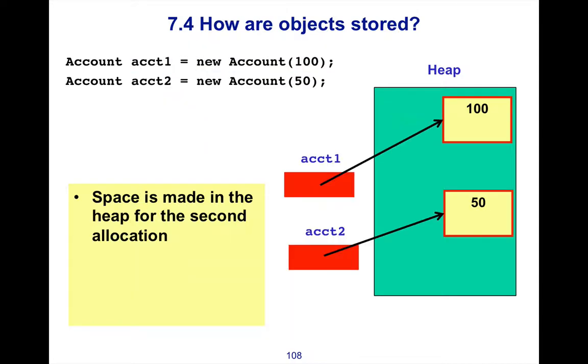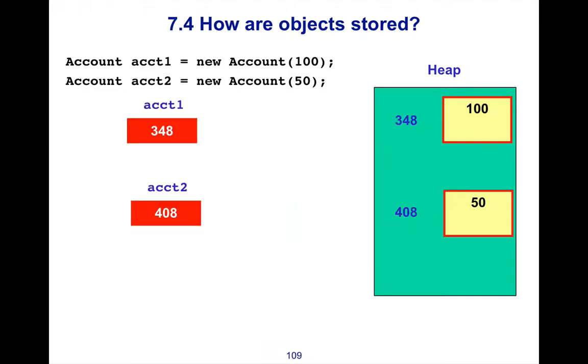Suppose we allocate a second object, this time putting $50 into its balance. Java creates that object in the heap at a separate location. Let's suppose it's allocated at location 408, and each of the pointers from account 1 and account 2 are represented by their respective addresses at which their objects are stored.